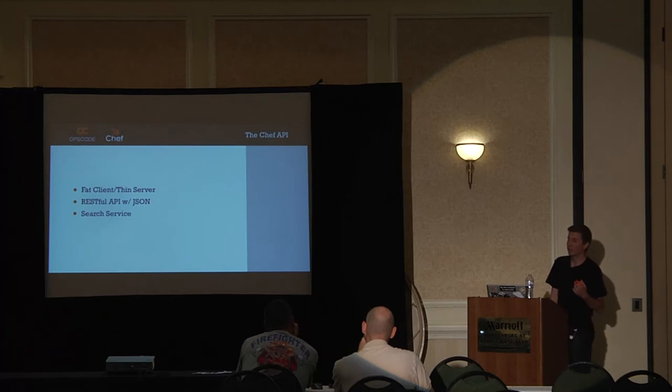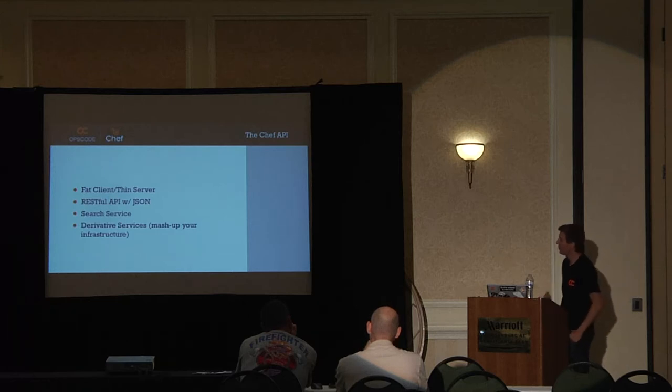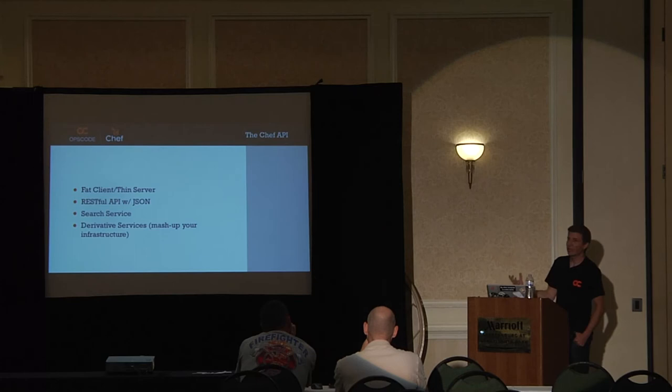Another great example is the context of a load balancer. The load balancer can actually make a search and find out all the nodes it's supposed to be balancing based on some type of role name or some other attribute, and then automatically write out its configuration and keep up to date. So it's a really powerful feature of Chef. And then derivative services. Since Chef exposes a REST API, you can easily mash it up with other pieces of your infrastructure. So we've got integrations with things like Rundeck, which is an orchestration tool. And there's a lot of people writing other things out there just because the API is well documented and easy to use and it's just REST.